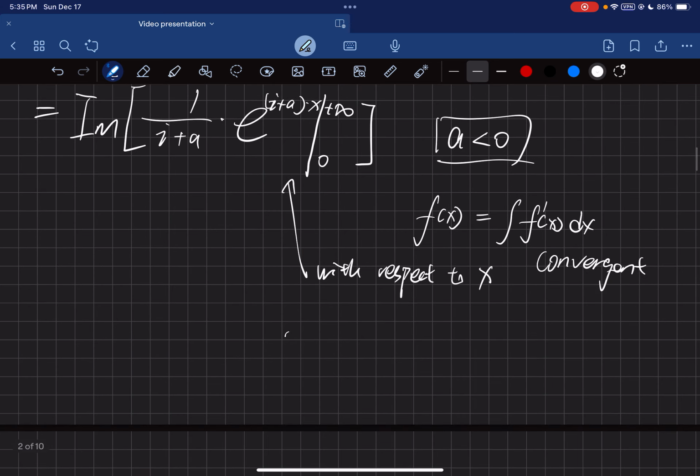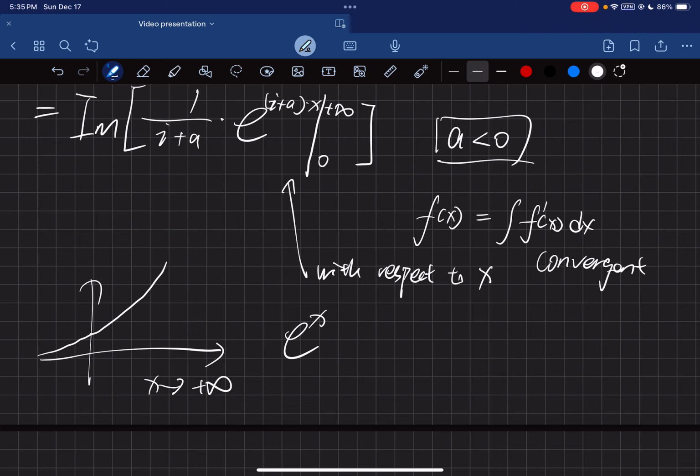So as the graph of e power x is like this, right? E power x, and when x approaches positive infinity, this function is not convergent. Not convergent.